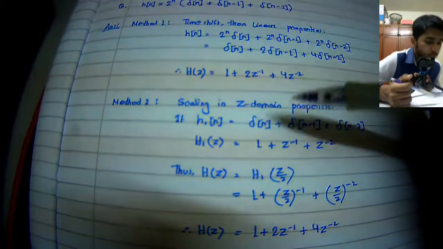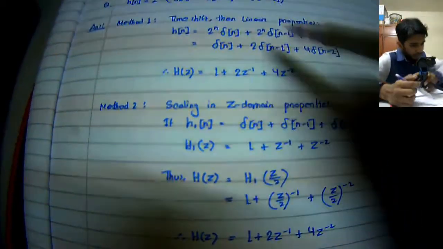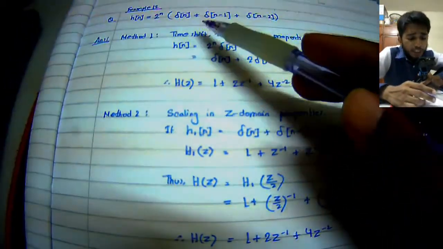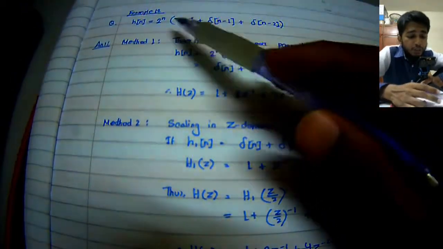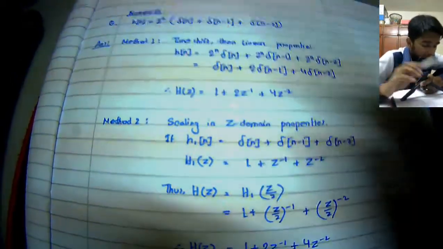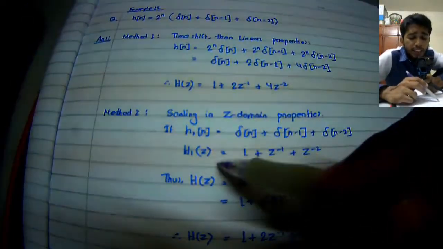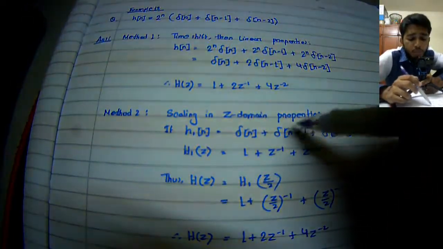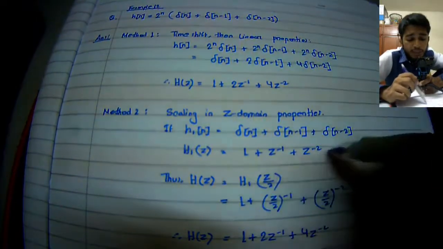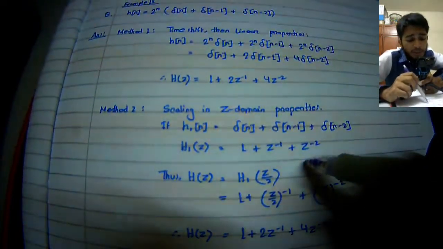But using method 2, we just consider the inside first. Forget about the 2 to the power n scale factor in the front. If you just consider the inside, we will see that in the linear property, the Z-transform will give us 1 plus, will give us this, basically.